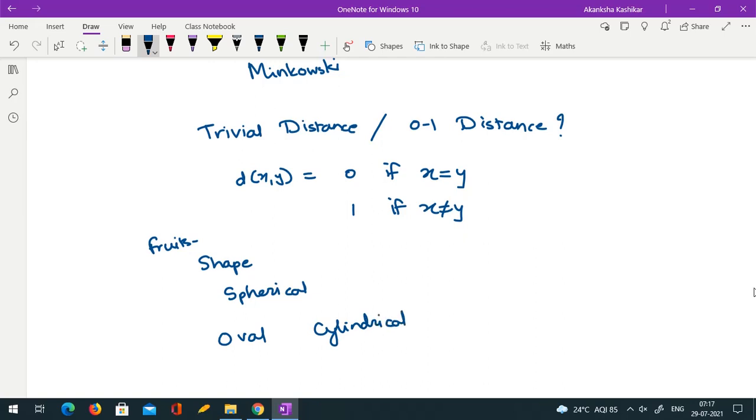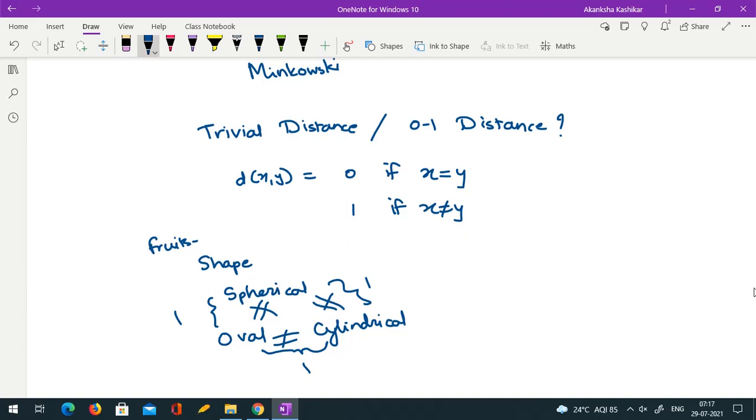So in such cases, if I want to say, okay, spherical is not equal to oval, spherical is not equal to cylindrical, and I don't want to get into quantifying whether spherical and oval are close to each other or spherical and cylindrical are close to each other, I would say that yes, spherical and oval are not equal, so the distance between spherical and oval is 1. Similarly, spherical and cylindrical are not equal, so the distance between them is also 1. Similarly, oval and cylindrical are also not equal, so the distance between them is also 1. So for me, what matters is whether they are equal or not.